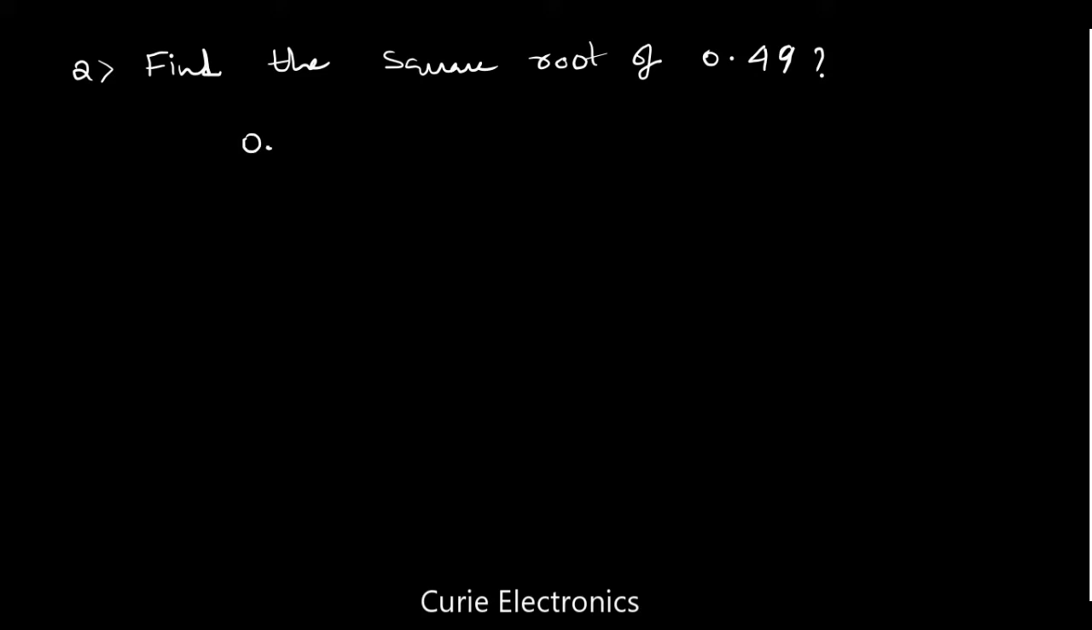Let's take another problem. Find the square root of a decimal number. Find the square root of 0.49. So it is a decimal number. What do we do? This decimal number we can convert into a normal fraction, which we have already learned in the previous class. 0.49 is written as the fraction 49 upon 100.